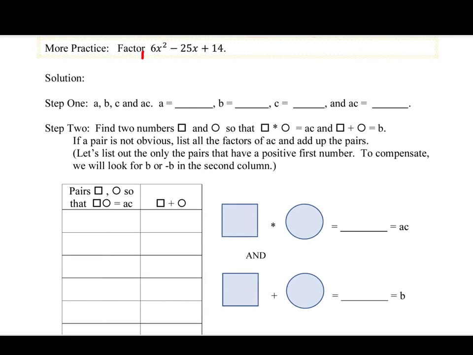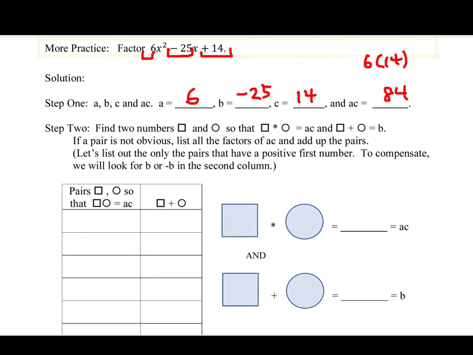I see that in front of the x squared is a 6. I see that in front of the x is a negative 25. I see that the constant term is 14. I am looking for AC, which is 6 times 14. And this is a little bit bigger number. This time around I get 84.